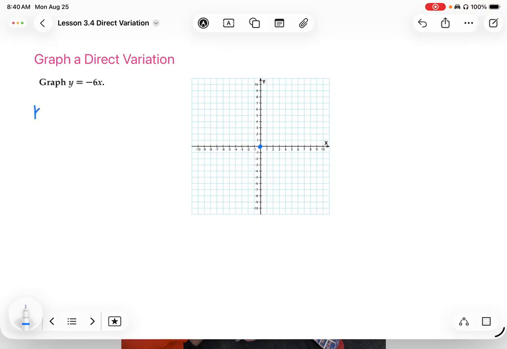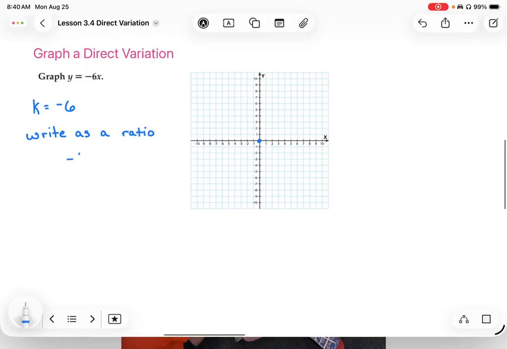Well, we can take that constant of variation, which is -6, and let's write it as a ratio. So how do we take a whole number, or sorry, an integer like -6 and write it as a ratio? Well, that's really easy. Just put it over 1.